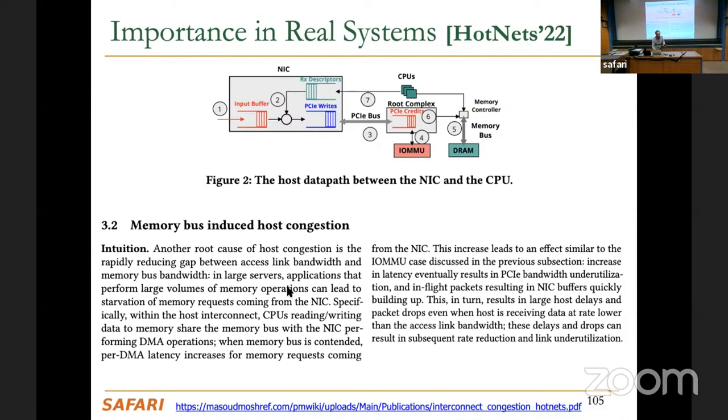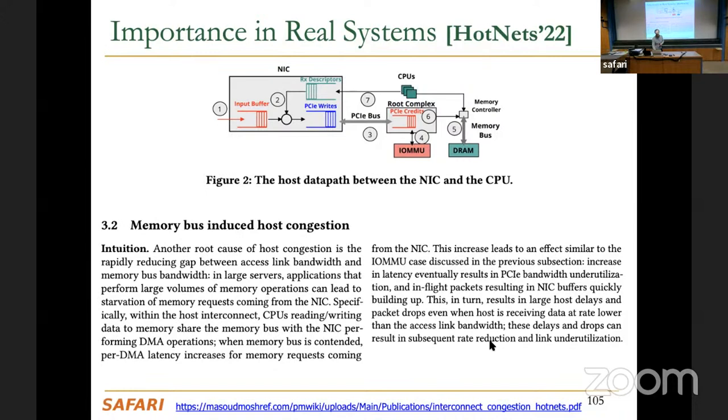Specifically within the host interconnect, CPUs reading and writing data to memory share the memory bus with the NIC performing DMA operations. When the memory bus is contended, per-DMA latency increases for memory requests coming from the NIC. This increase leads to an effect similar to the IOMMU case discussed before. Basically, the increase in latency eventually results in PCIe bandwidth underutilization and in-flight packets, resulting in NIC buffers quickly building up. This in turn results in large host delays and packet drops even when the host is receiving data at rates lower than the access link bandwidth. These delays and drops can result in subsequent rate reduction and link underutilization.